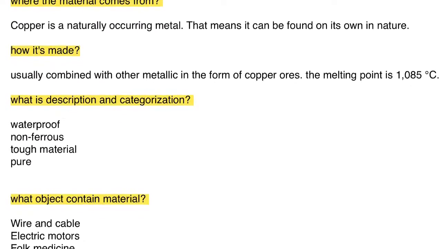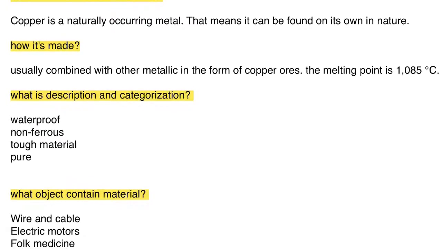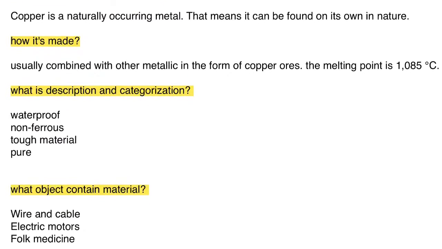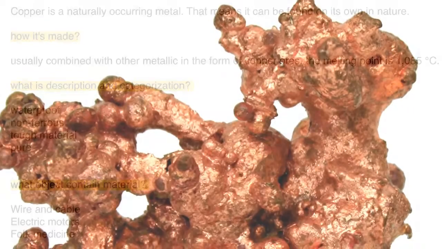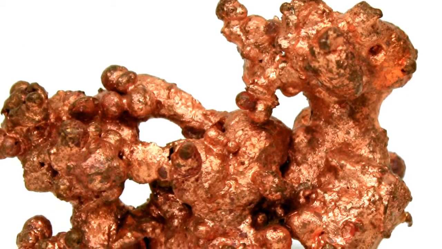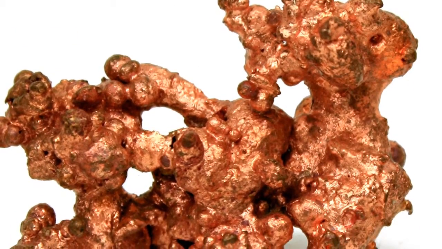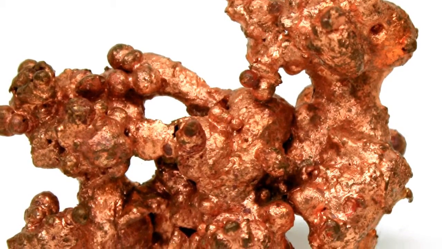What is description and categorization? Waterproof, non-ferrous, tough material, and pure. What objects contain this material? Wires and cables, electric motors, pharmaceutical medicines.